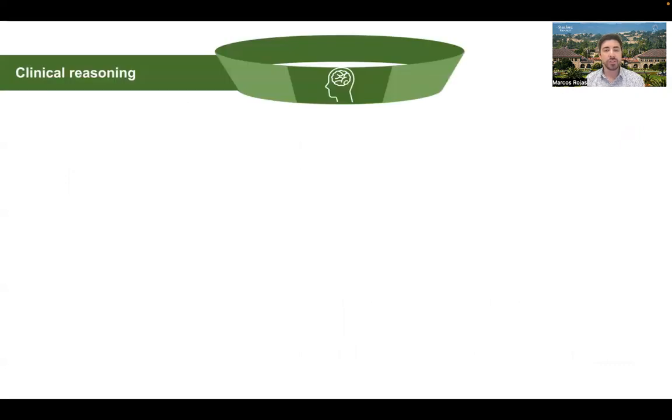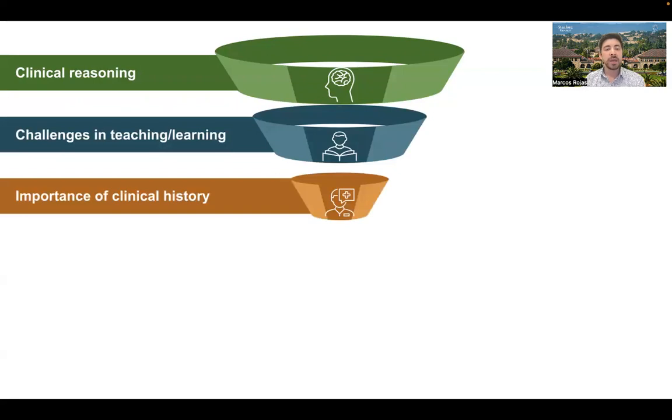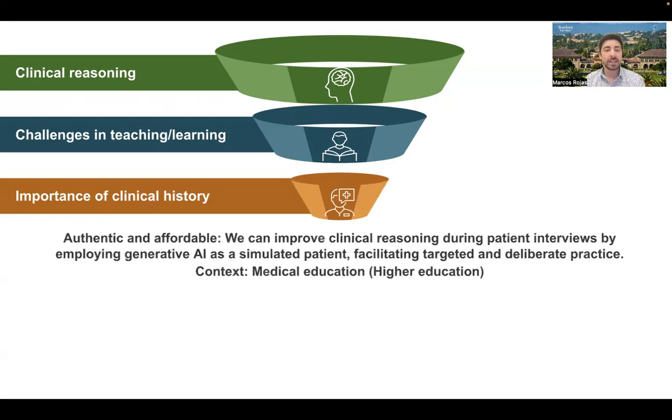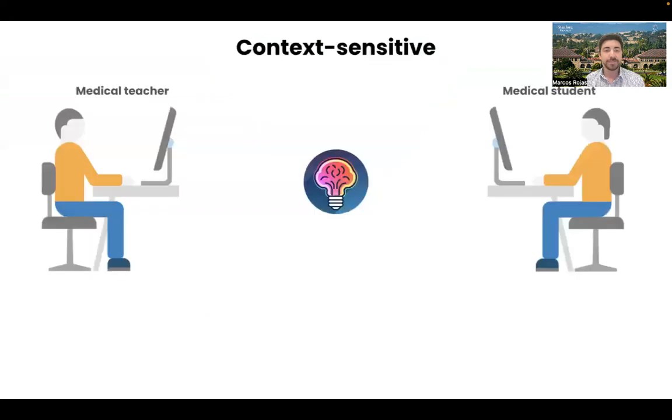So now you have information that clinical reasoning is the most important skill for a physician, that we have some challenges in teaching and learning this important skill, and also that clinical history is going to be the main challenge for medical students. So we came to this idea that is both authentic and affordable, that we can improve clinical reasoning during patient interviews by using generative AI as a simulated patient, facilitating targeted and deliberate practice. We call this solution Clinical Mind AI.